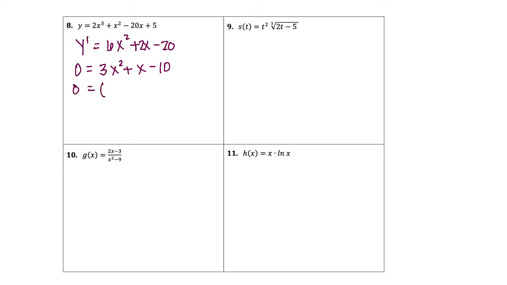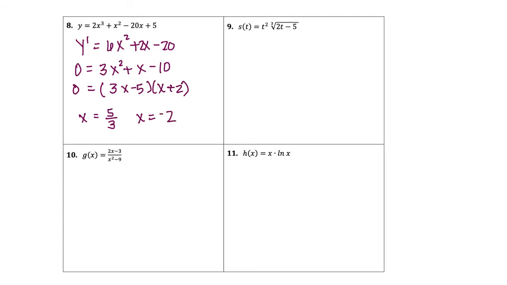We'll factor into 3x and x. And it looks like we're going to need a -5 and a +2. And then set everything equal to 0. Your critical numbers are going to be x equals 5/3 and x equals -2.